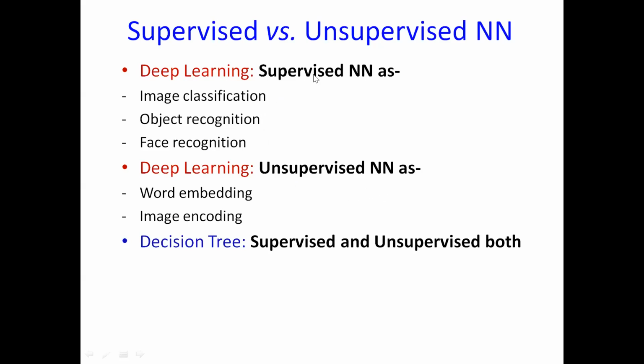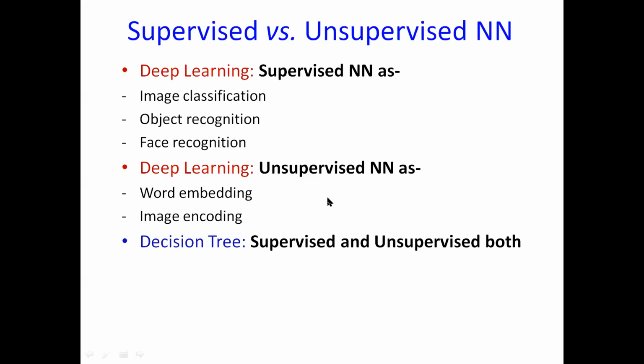Whenever it is used as a supervised neural network, it can be used for image classification. It can be used for object recognition or face recognition. Whereas whenever it is used as an unsupervised neural network, it can be used for word embedding. It can be used for image encoding as well. So this can be used as supervised or unsupervised neural network.